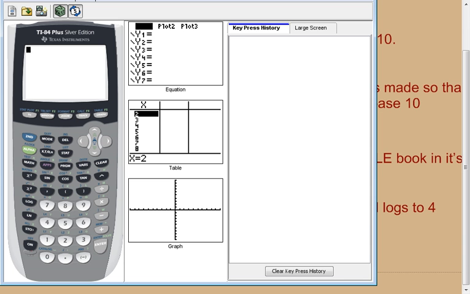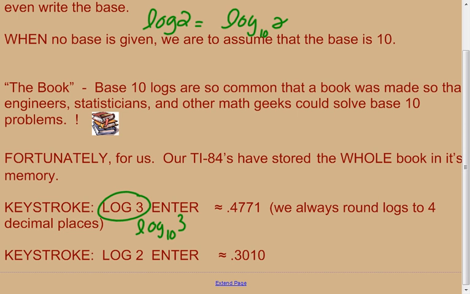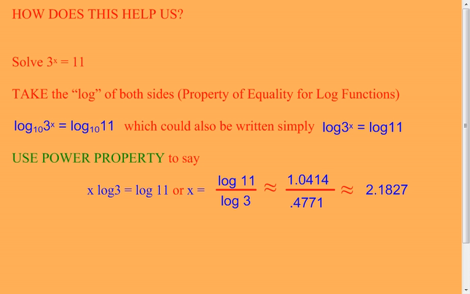The log button is right next to the number 7. Log of 3 is 4.771 when I round that to the 4th decimal place. So just a little lesson on your calculator there.